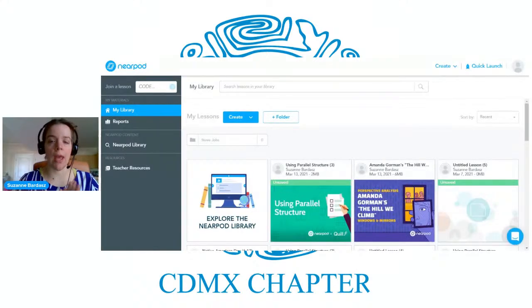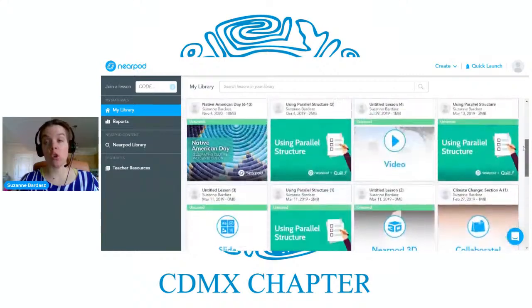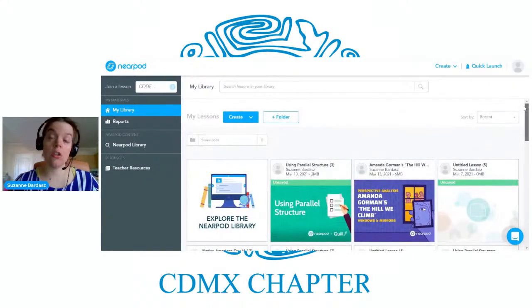And here you go. Okay, so when you log in as an instructor, it will always take you here where it says My Library. My Library is the space where you can store all your activities and all your lessons related to your Nearpod itself. And then we have a few things on the left-hand side over here. We have reports, which I will talk to you about a little bit later.